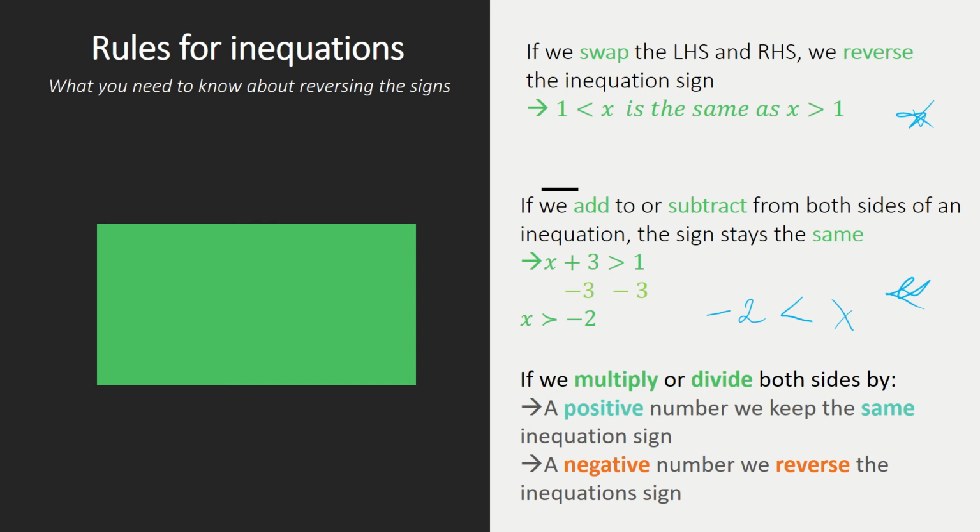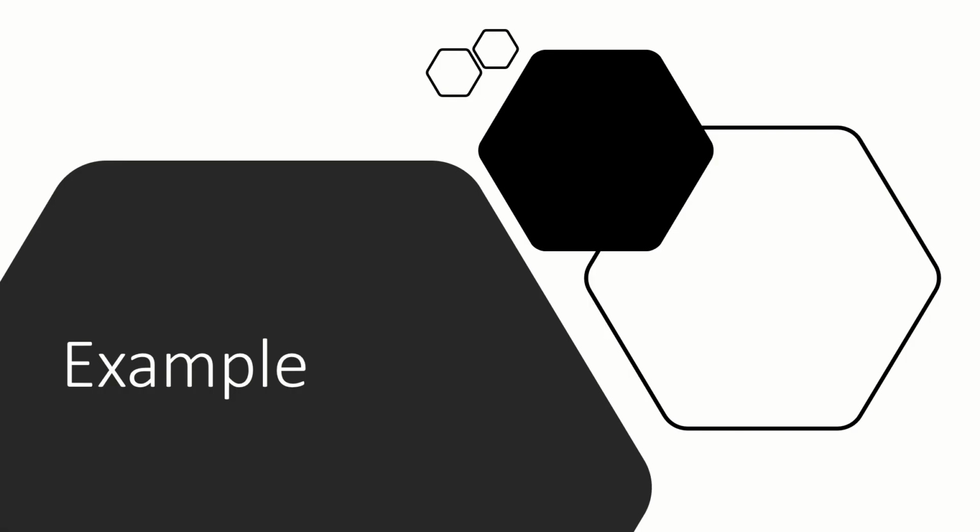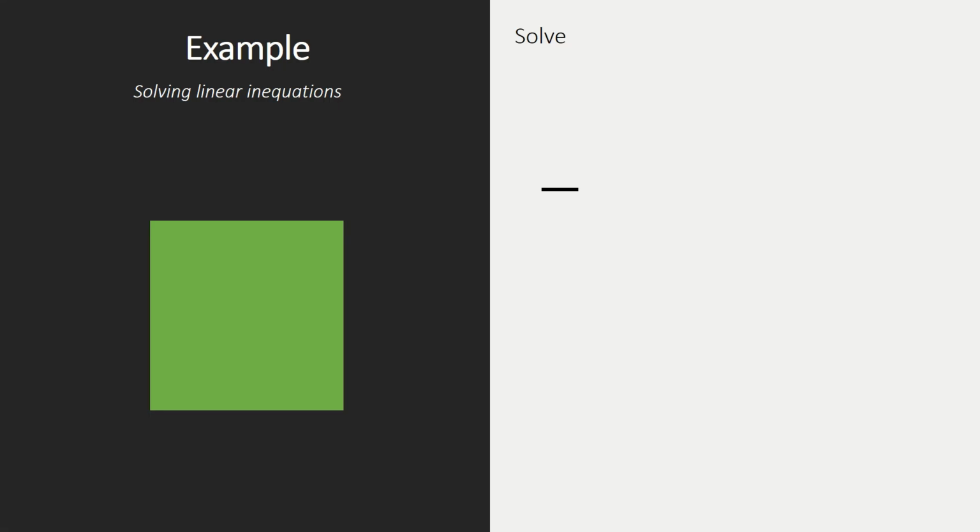Alright, let's show you some examples. You want to solve 11 minus 4b is smaller than or equal to 4. Just solve it like you would do with an equation. So we're going to subtract 11 from both sides, since we want to have all letters on the left-hand side and all numbers on the right-hand side. You get minus 4b is smaller than or equal to minus 7.